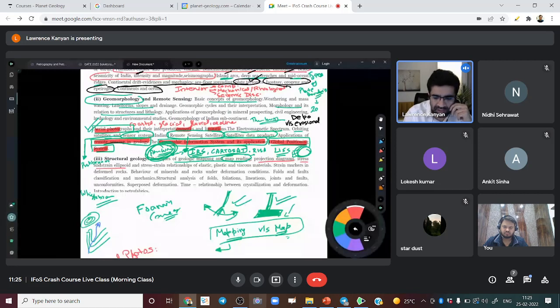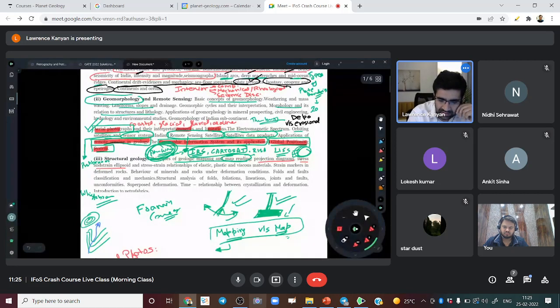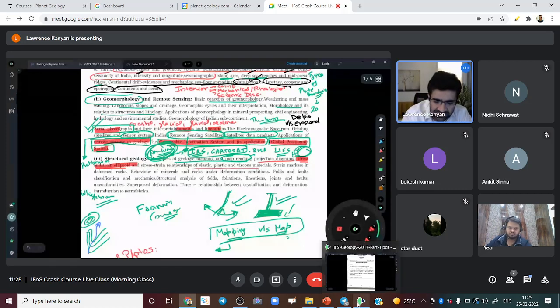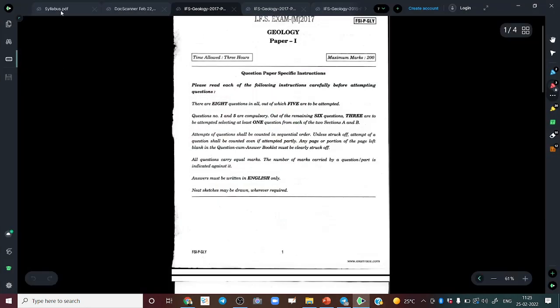This is a very often repeated question, so I will highlight this in red. It is not always repeated, but it does appear in the exam directly. Then stress-strain relation. Those diagrams of stress and strain are there, and this kind of diagram you would have seen.